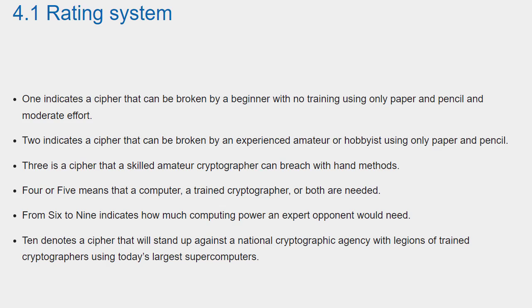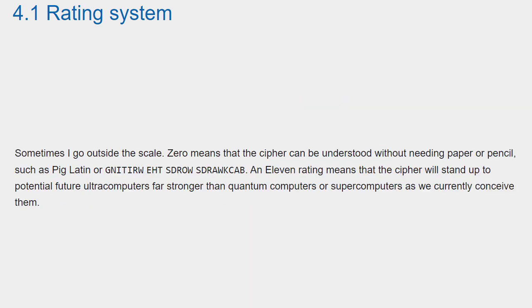From 6 to 9 indicates how much computing power an expert opponent would need. 10 denotes a cipher that will stand up against a national cryptographic agency with legions of trained cryptographers using today's largest supercomputers. Sometimes I go outside the scale.